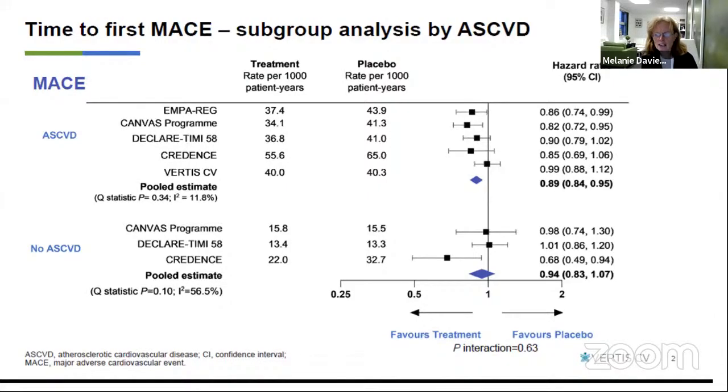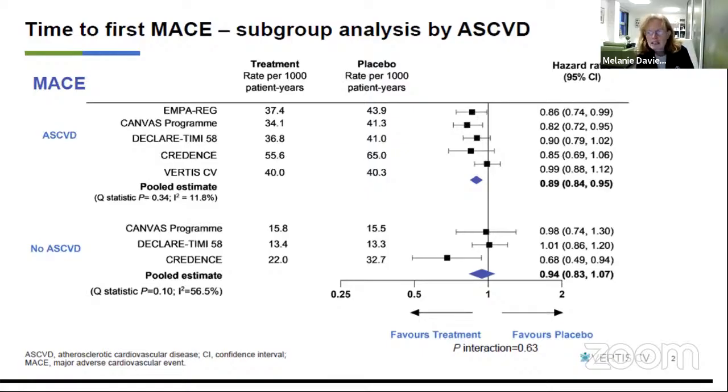So for example, there's a 14% reduction in MPA-REG, which on its own is significant, whereas Virtus, which had virtually similar patients with most than MPA-REG, showed really no signal of a reduction in three-point MACE with a hazard ratio of 0.99. However, what we do see in the patients with no ASCVD, there really isn't an impact. The only impact is in credence. And of course, those were patients with chronic kidney disease.